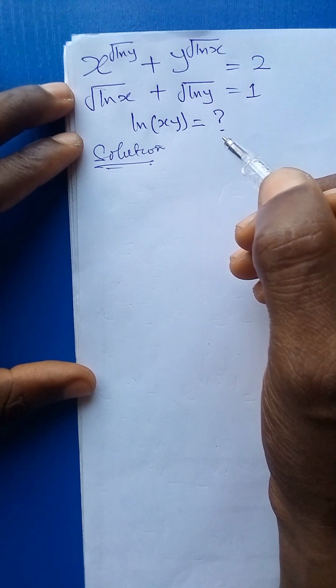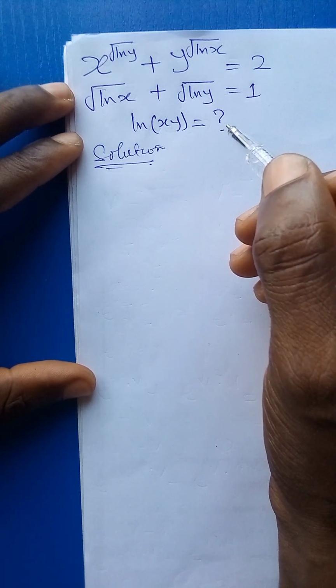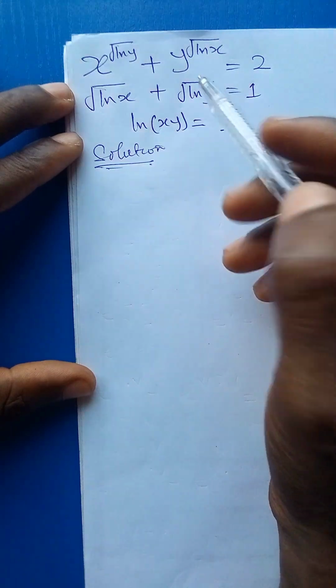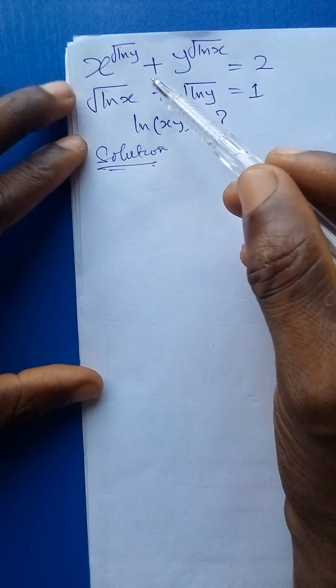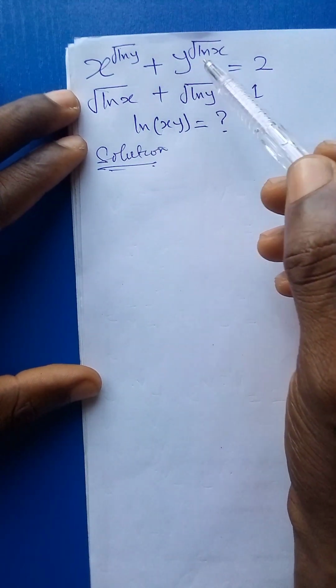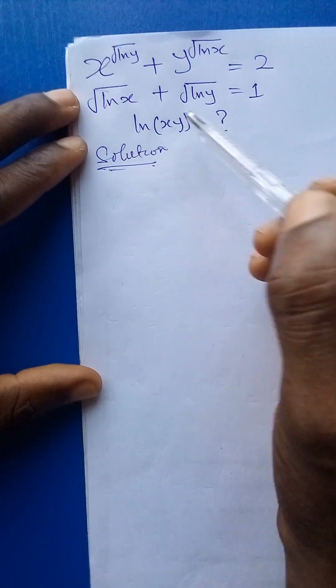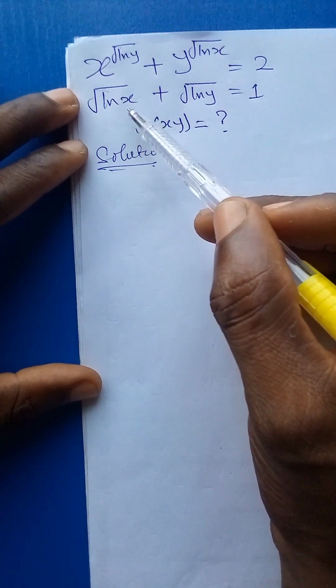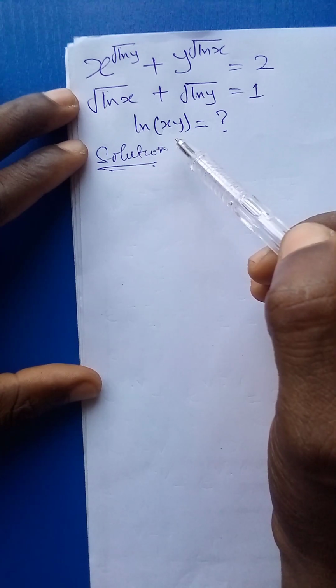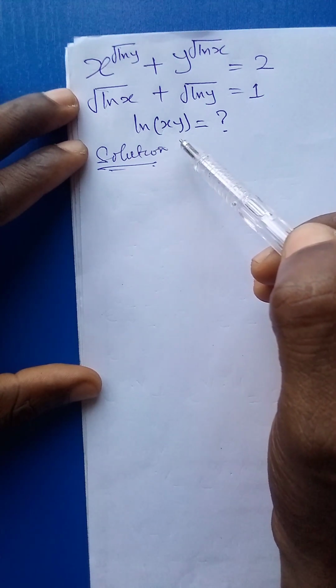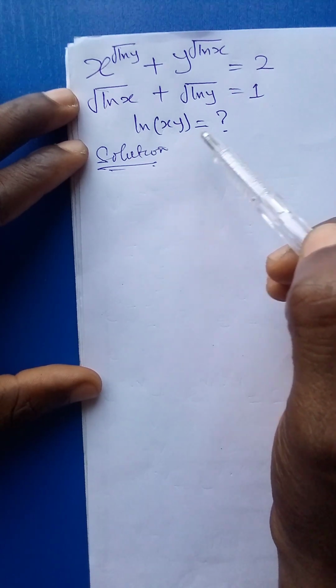Before me is a fine combination of both exponential and logarithmic equations. We are given x to power square root ln y plus y to power square root ln x is equal to 2, and square root ln x plus square root ln y is equal to 1. We are required to find the value of ln xy or ln x plus ln y.